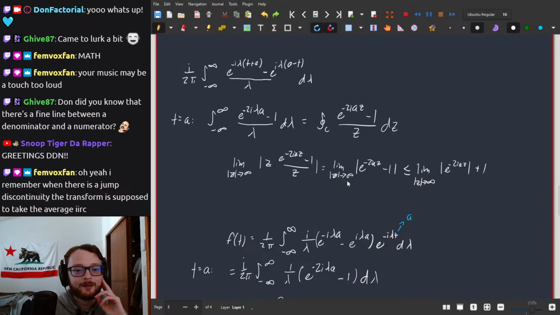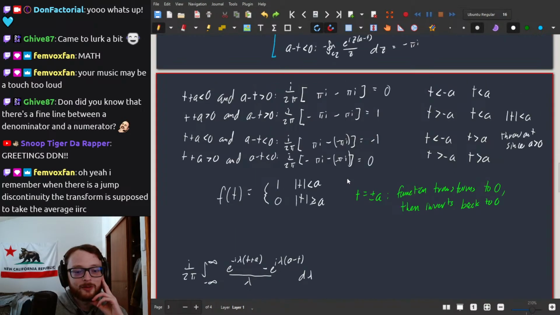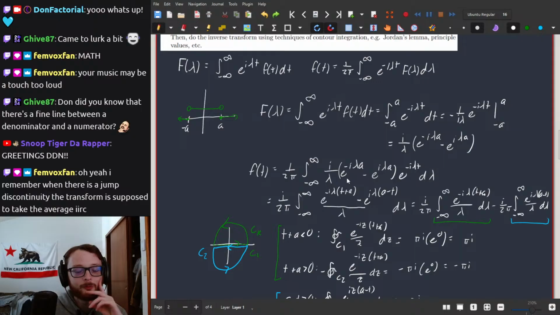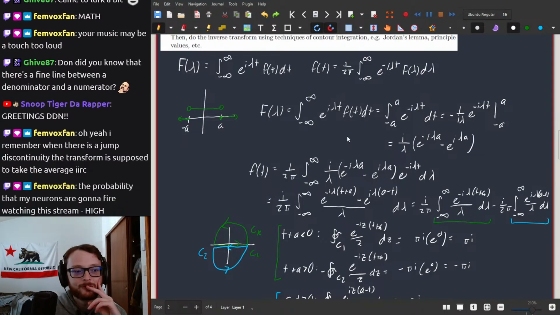Man, I went to office hours yesterday to ask about this exact thing, or to ask about what to do with t equals plus or minus a, but I forgot to say that the integral that I get doesn't converge.